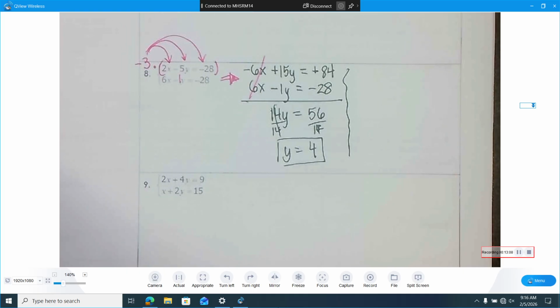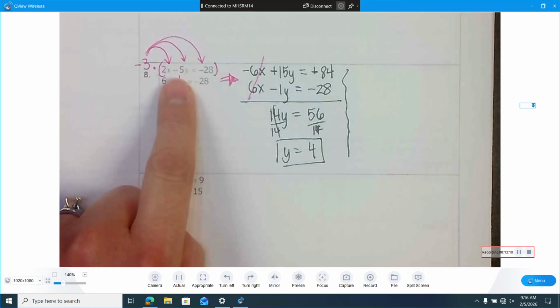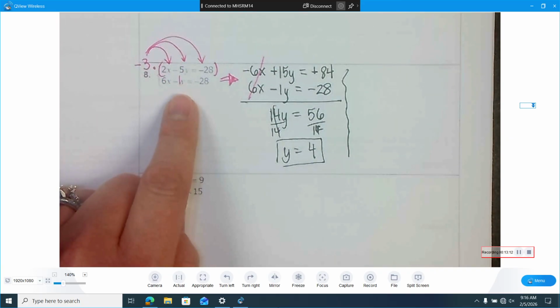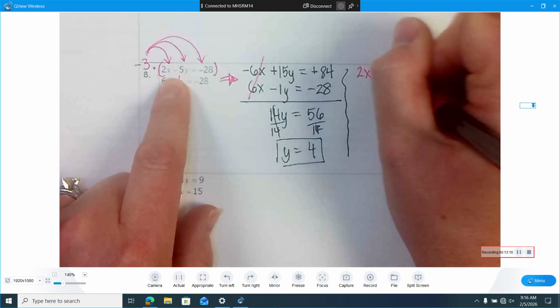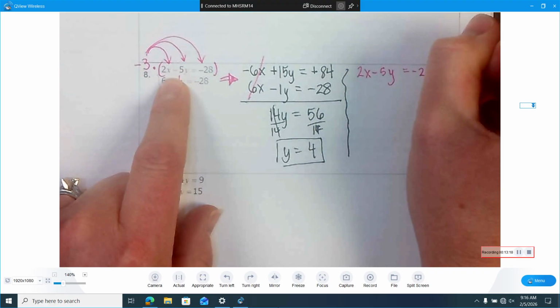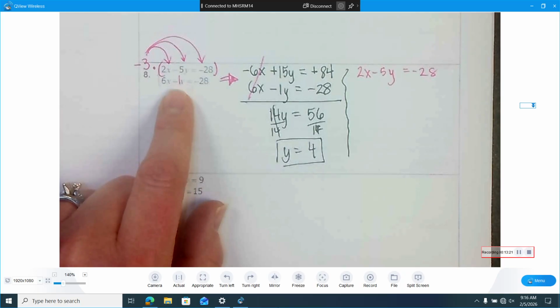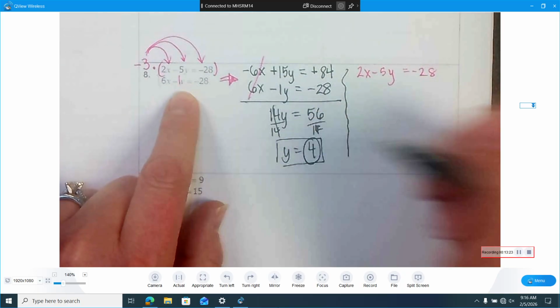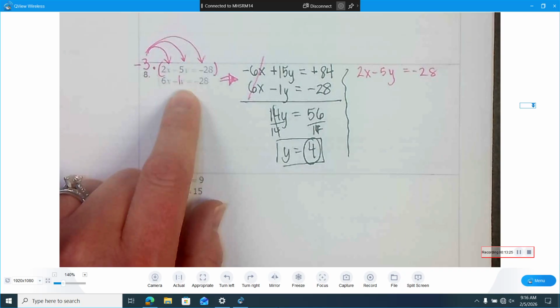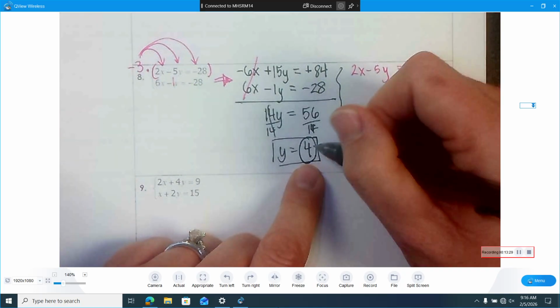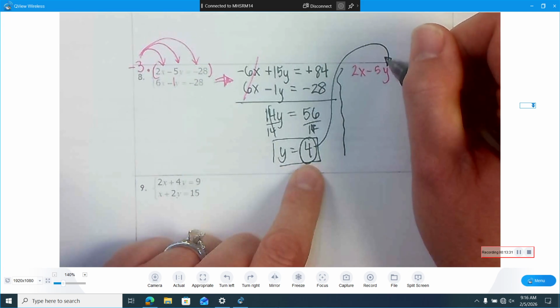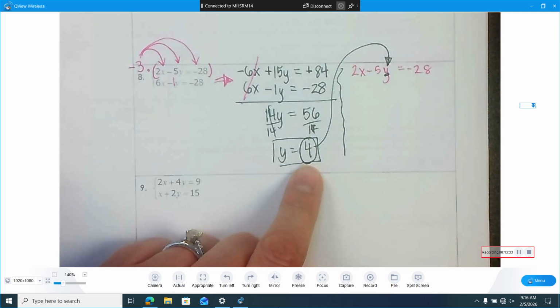All right. Let's see. Do you want to plug into the top or the bottom equation? All right. 2x minus 5y equals -28. And again, it doesn't matter which equation you choose. The important thing is you plug that 4 into the proper position. Where should the 4 go? In place of the y. So we're going to put that 4 in place of the y there.